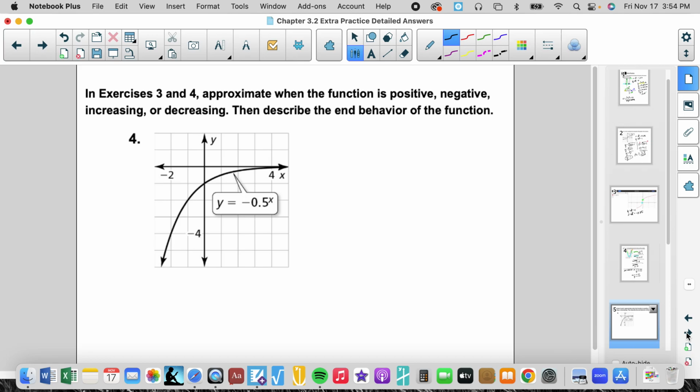Approximate when the function is positive. It's never positive.